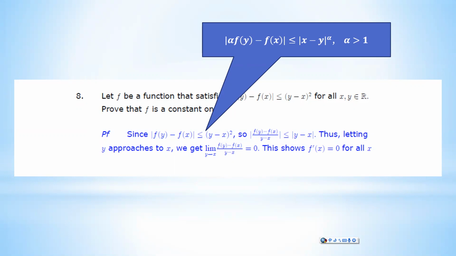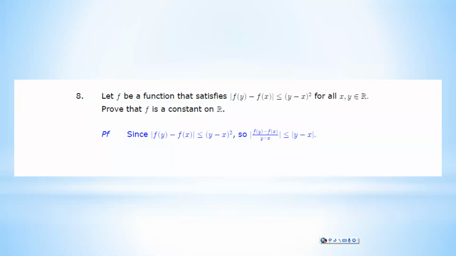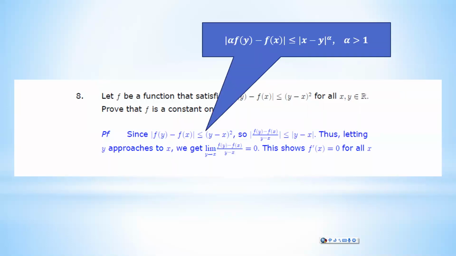Now, let x approach y. If x approaches y, you can see on the right side the limit of y minus x goes to 0. So therefore it also implies that the limit on the left side goes to 0, because the left side is controlled by the right side, okay? So what does it mean? This simply means that the derivative exists, and not just exists, but also f prime of x equals 0.